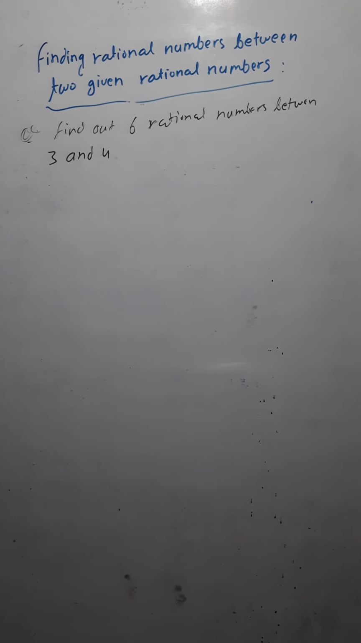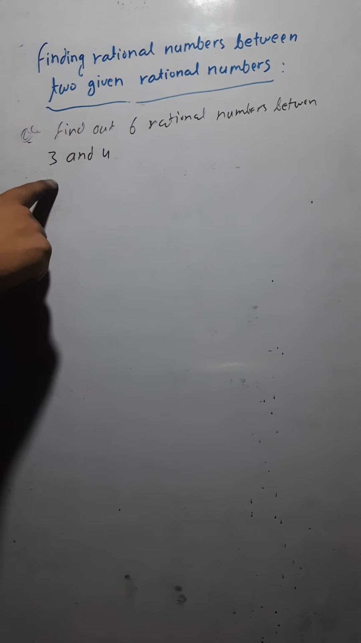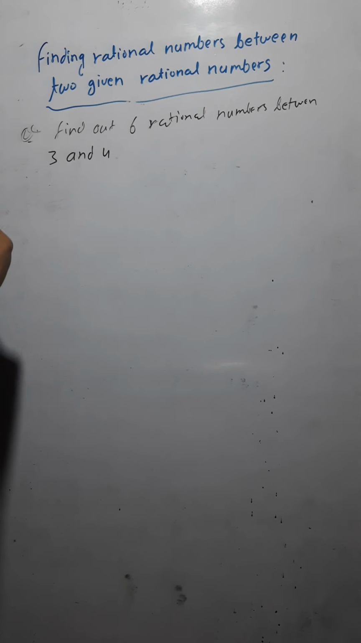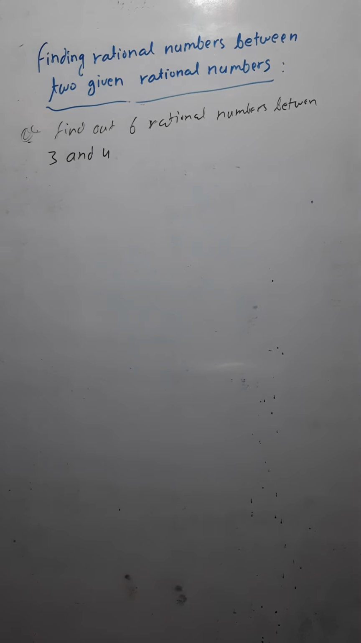Now this is the next question. The question is, find 6 rational numbers between 3 and 4. So again, you have to find 6 rational numbers between 3 and 4 here. In the previous one it was 1 and 2, but here it is 3 and 4. So this question also you have to do by both the methods.